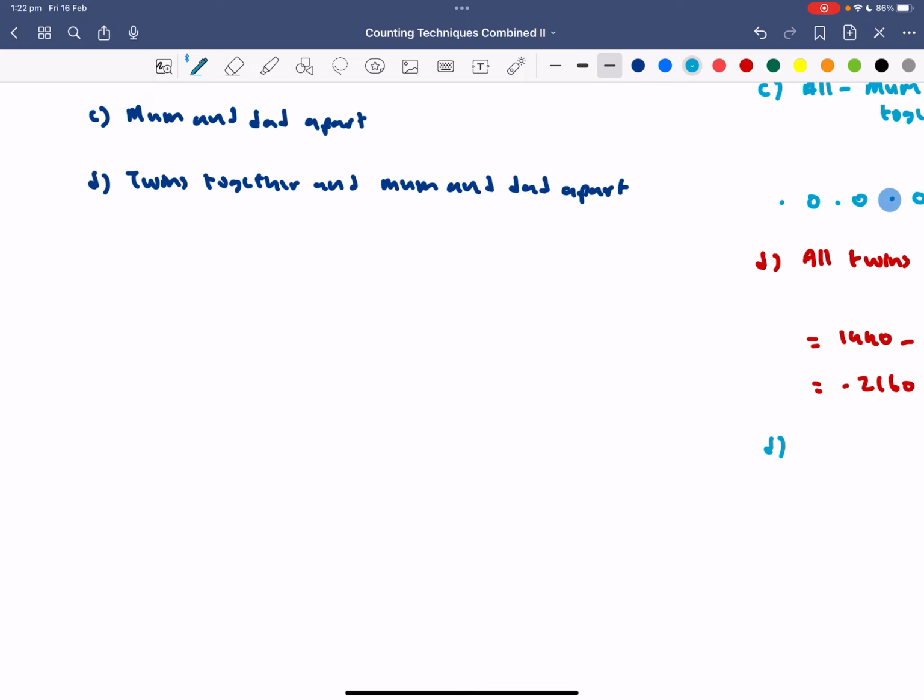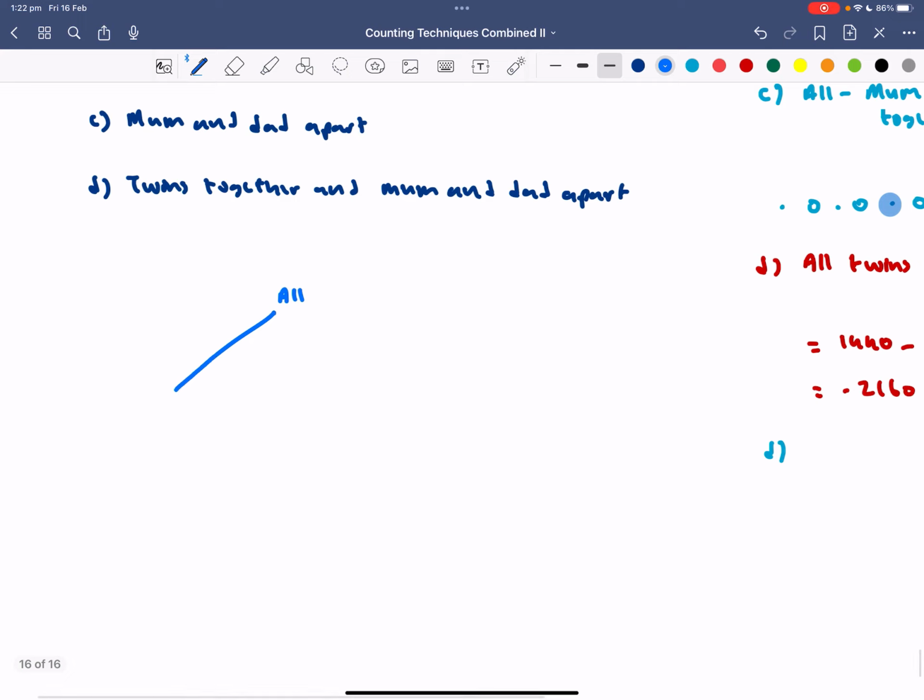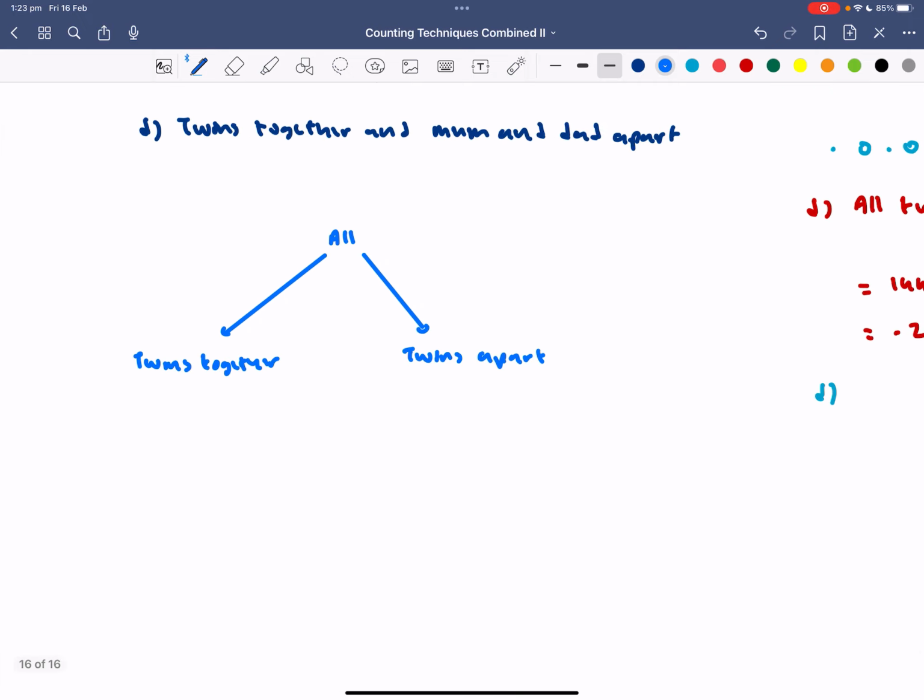So if you think about it, there's all the different arrangements. So there's all the different ways. And in all the different ways, we have twins together and we have twins apart. And the ones where the twins are together, what options do we have? Either the parents are together or the parents are apart. Parents could be sitting together or the parents could be sitting apart.